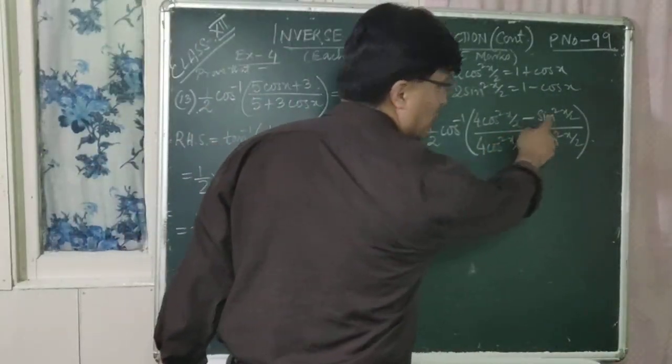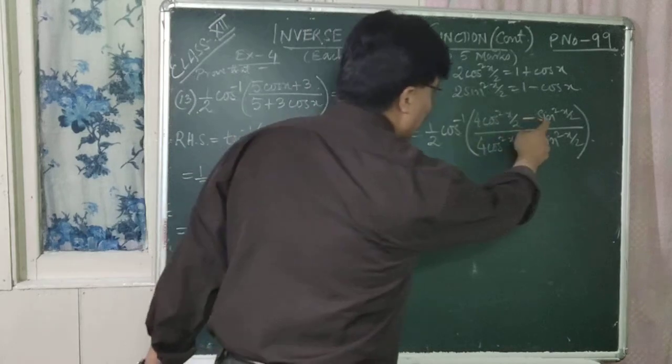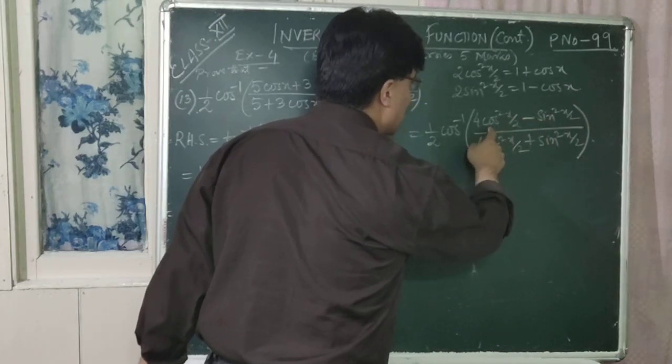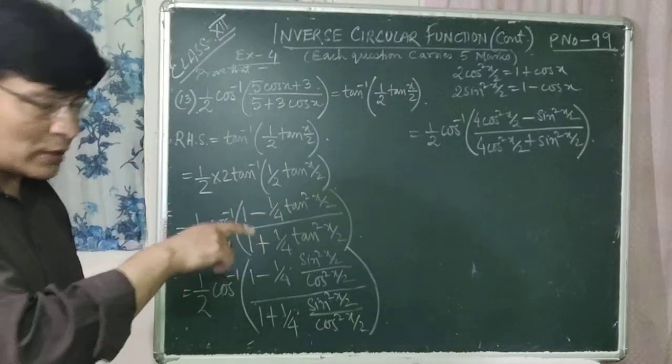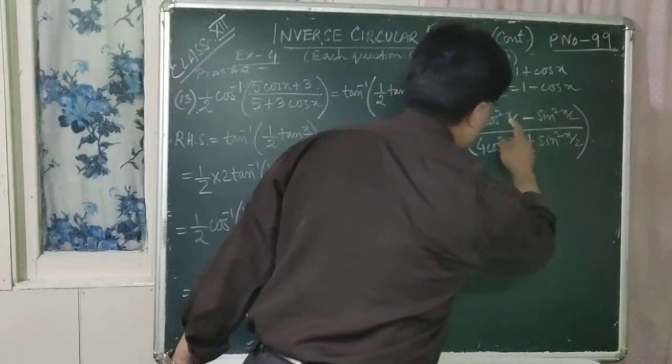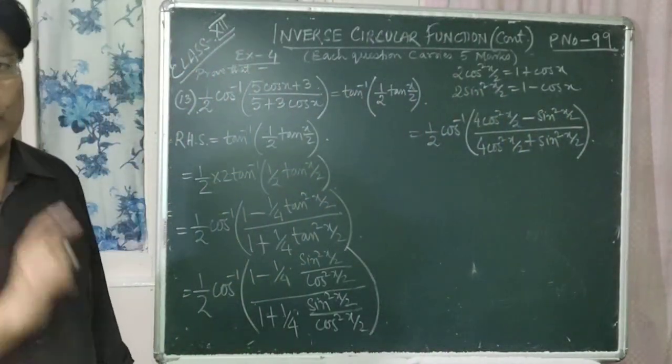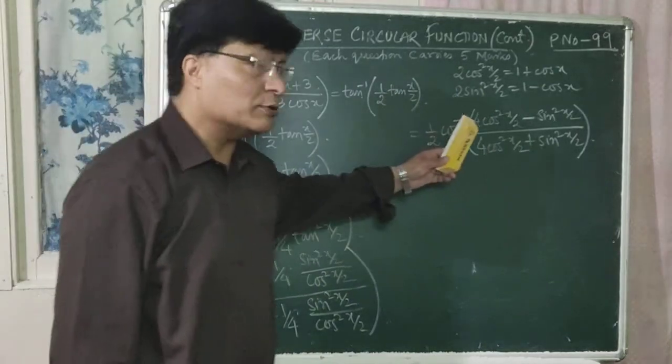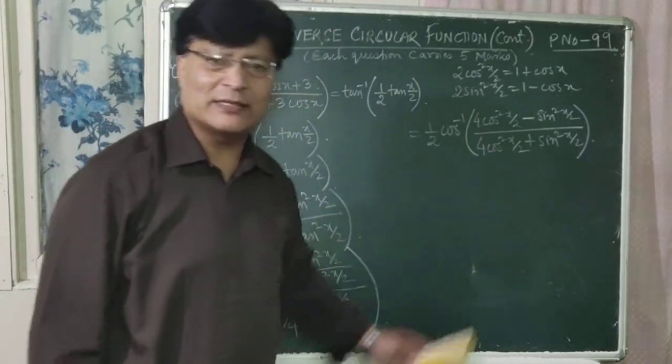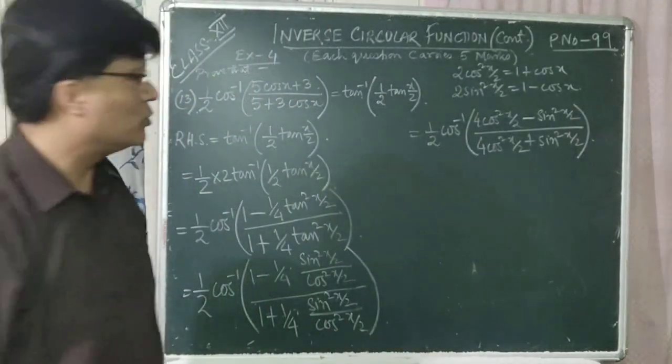It should be 2 sin square x by 2. If you multiply the second term by 2, you should multiply the first term by 2 also. If you multiply the numerator by 2, you should multiply the denominator by 2 also. That is, we have to multiply both numerator and the denominator by 2, right?